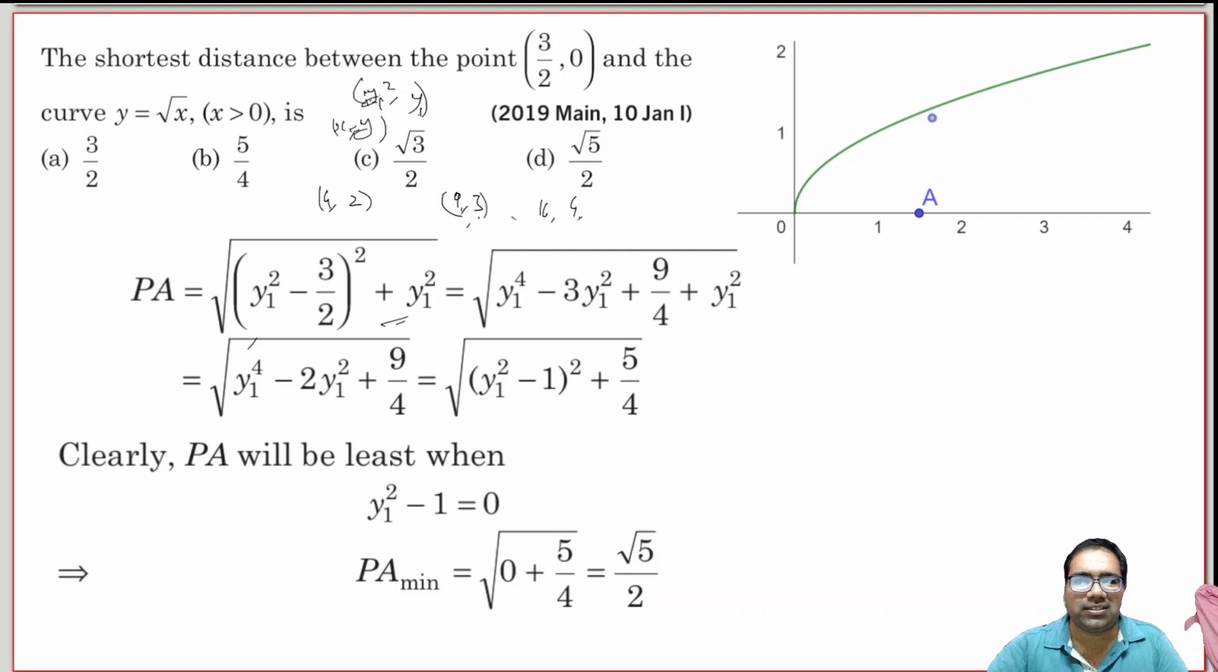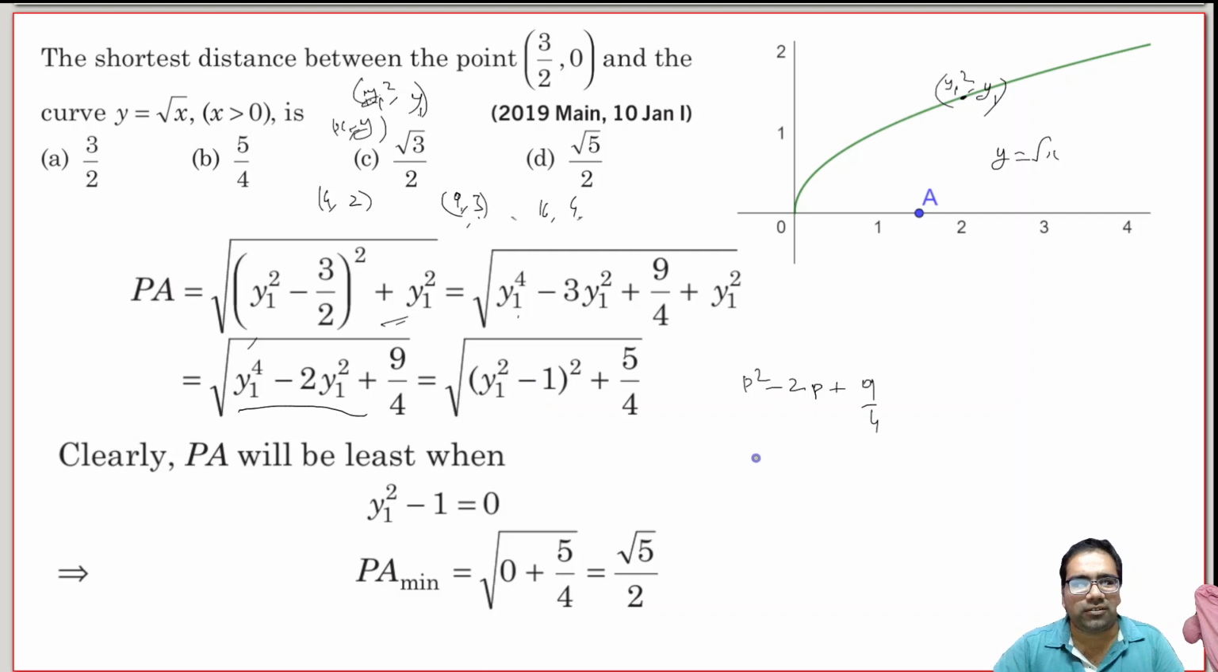What is this y1? y1 is some random point, some (y1 square, y1), some random point on this curve. This curve, y equal to root x, looks something like this. So now we can see that this expression has translated to y1 power 4 minus 2 y1 square plus 9/4. Now let us complete the square. This is in the form of p square minus 2p plus 9/4, where p is equal to y1 square.